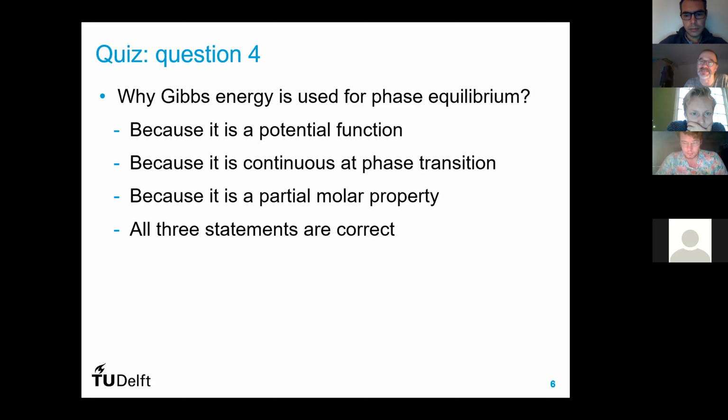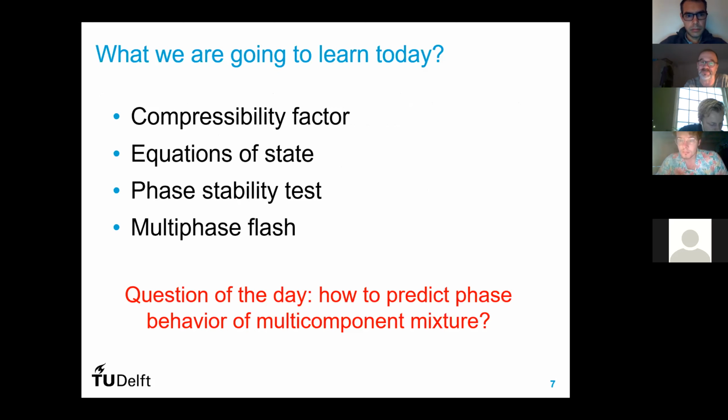That's the advantage of the Gibbs energy, because it's a potential function. That means it could be uniquely represented by our degrees of freedom, and it has partial molar properties. That means it's defined for the fixed pressure and temperature and the rest of the components. So those are the 3 advantages of the Gibbs energy. That's why we use it for phase equilibrium.